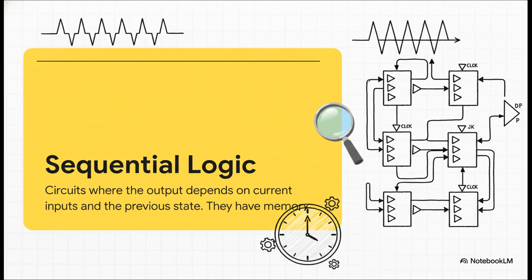And this is where things get really cool. With these circuits, the output depends on what's coming in now and what the circuit's state was a moment ago. They have memory, usually little things called flip-flops. And everything is synchronized by this master metronome, the clock signal. Every single tick of that clock is a chance for the circuit to move to its next state.